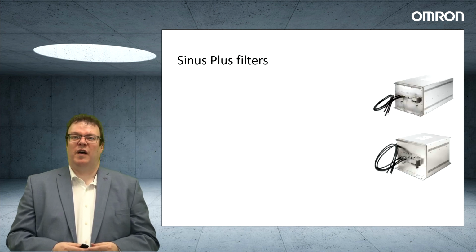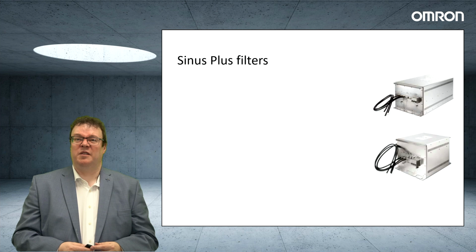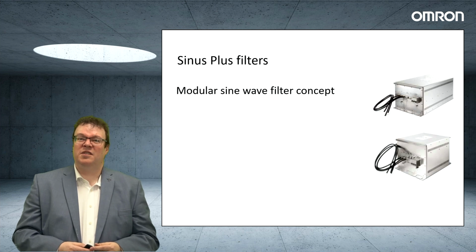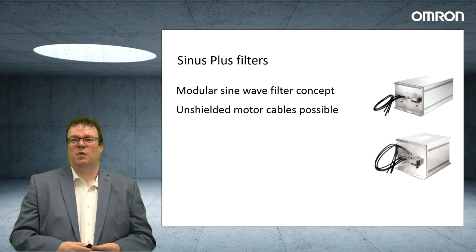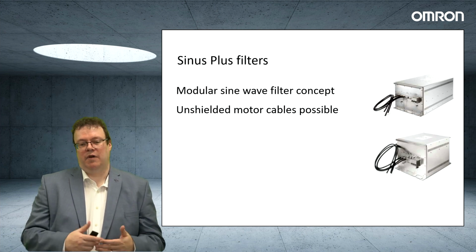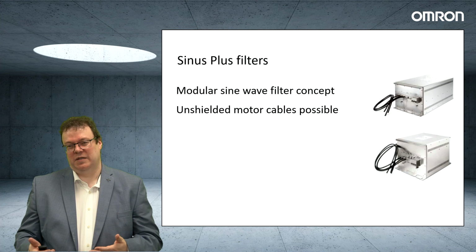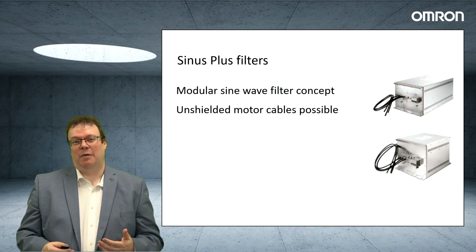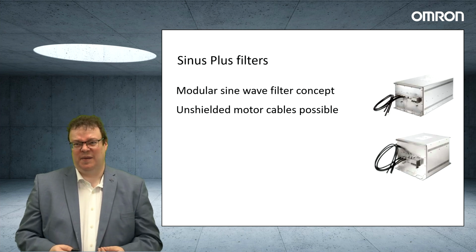A final type of output filter you can also add is what's called a sinus plus filter. This uses a modular sine wave filter. It's what we call an active filter. So essentially your noisy carrier-ridden harmonic signal will go into the filter, it will actively filter it out, and a pure sine wave will come out the other side.